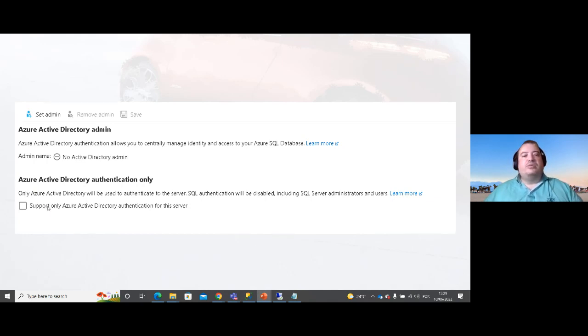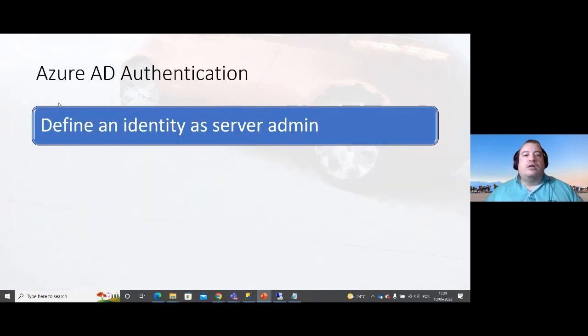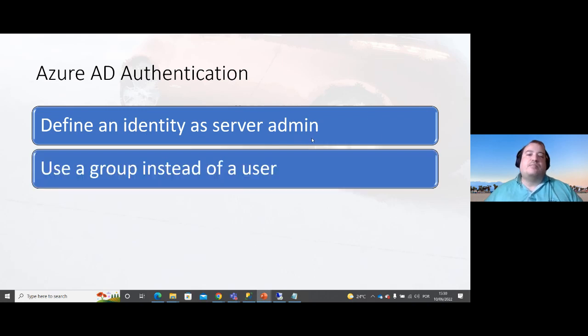What do you need? Do we need to activate the Active Directory authentication? We need to define an Active Directory administrator to our Azure SQL Server. Once we define an administrator to our Azure SQL Server, our Azure SQL will accept Active Directory authentication. So let's do that. We define an identity as server admin.